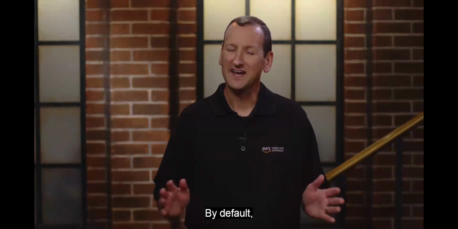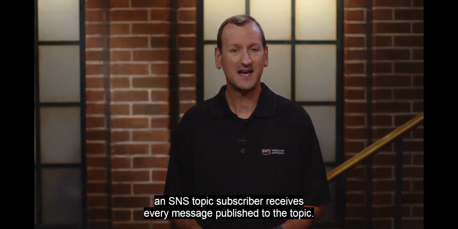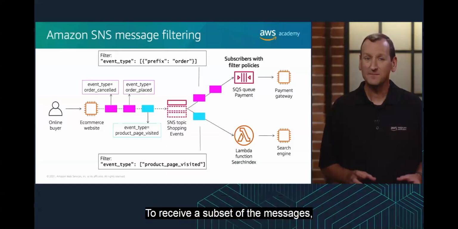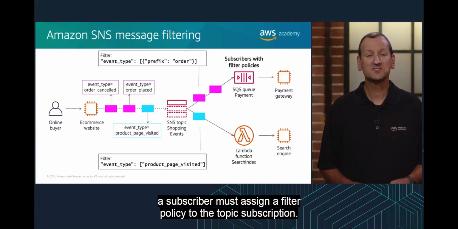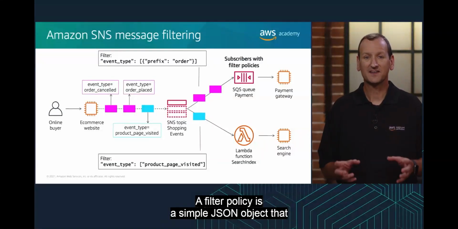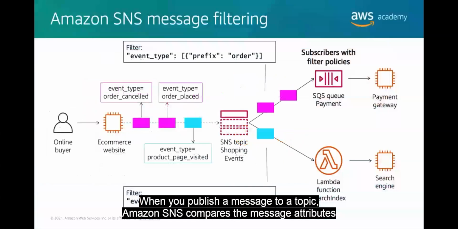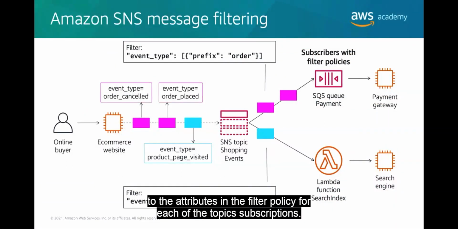By default, an SNS topic subscriber receives every message published to the topic. To receive a subset of the messages, a subscriber must assign a filter policy to the topic subscription. A filter policy is a simple JSON object that contains attributes to define which messages the subscriber receives. When you publish a message to a topic, Amazon SNS compares the message attributes to the attributes in the filter policy for each of the topic subscriptions.